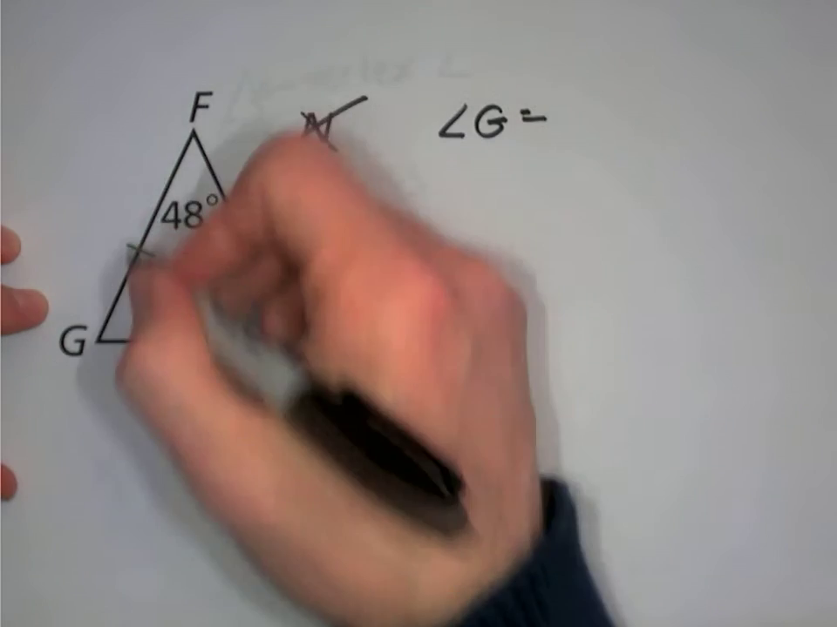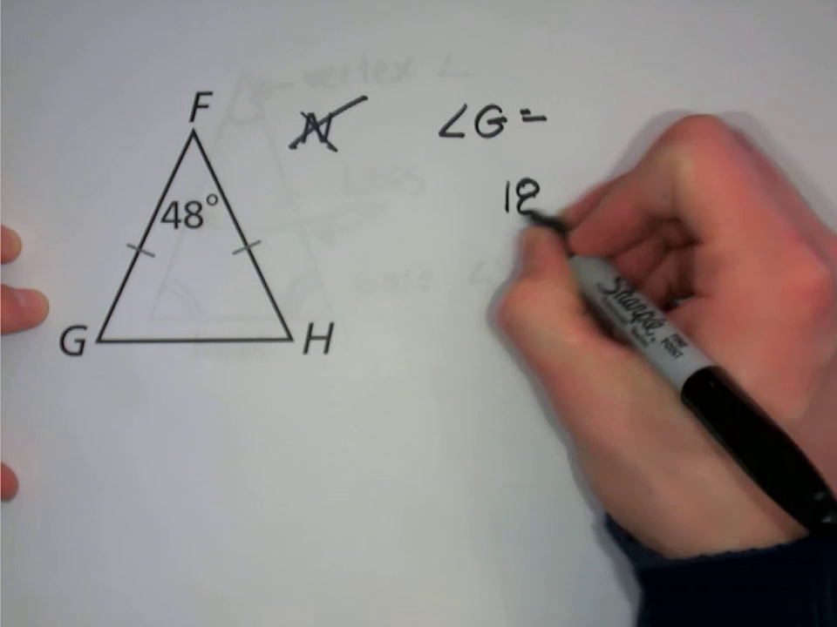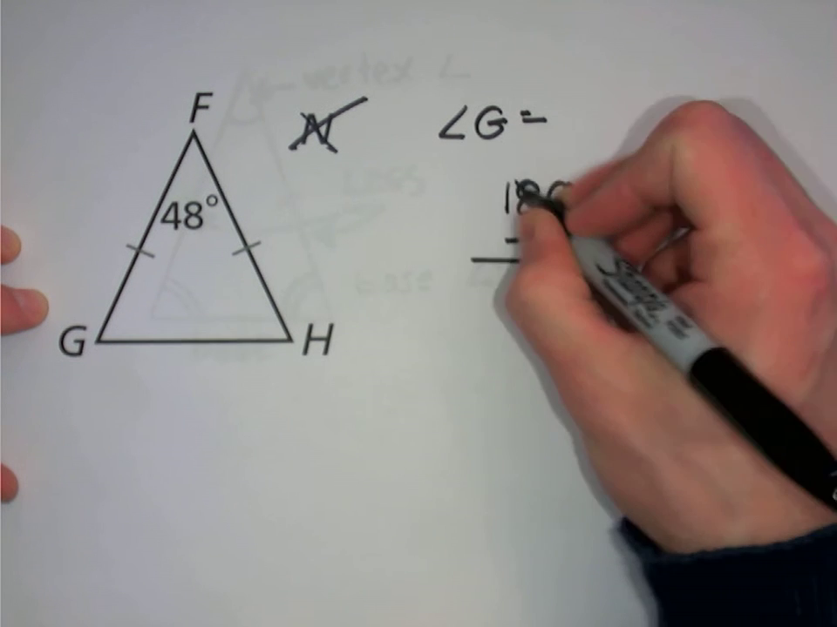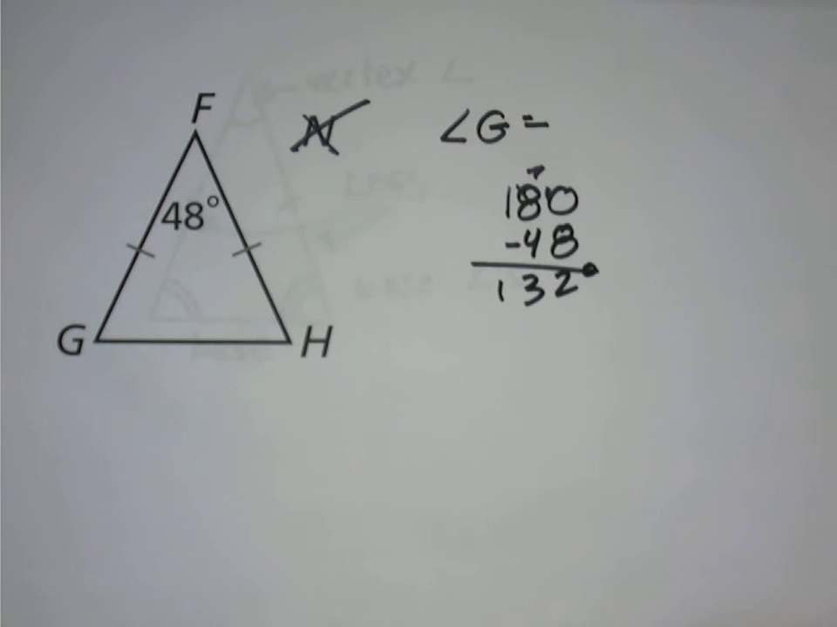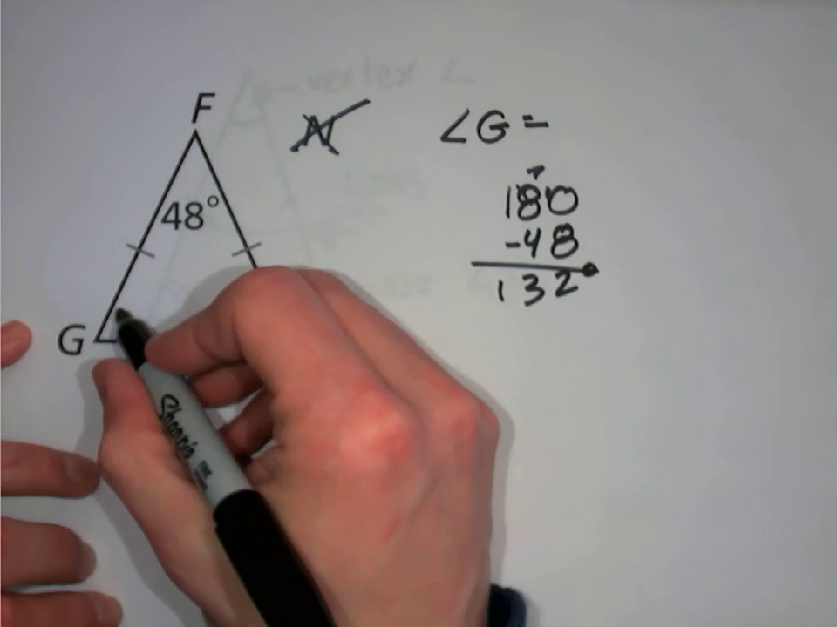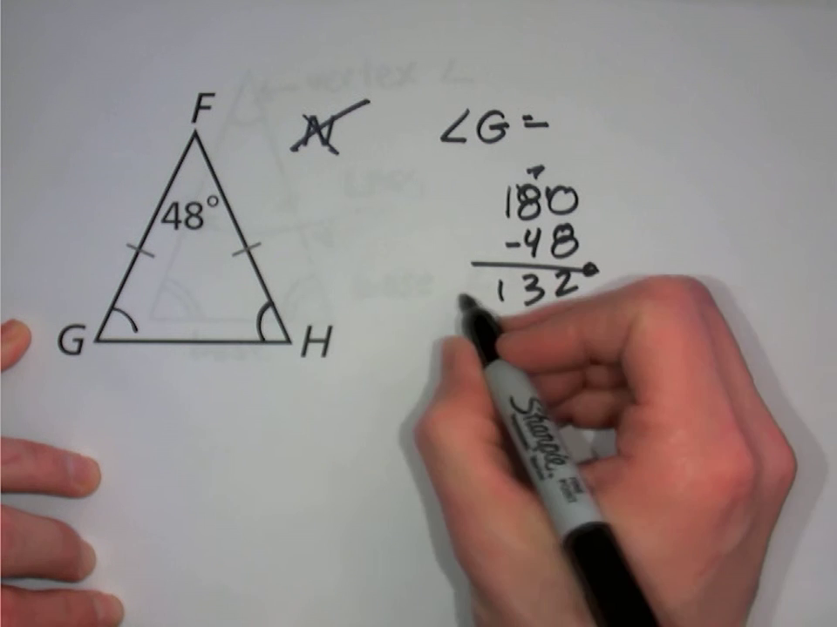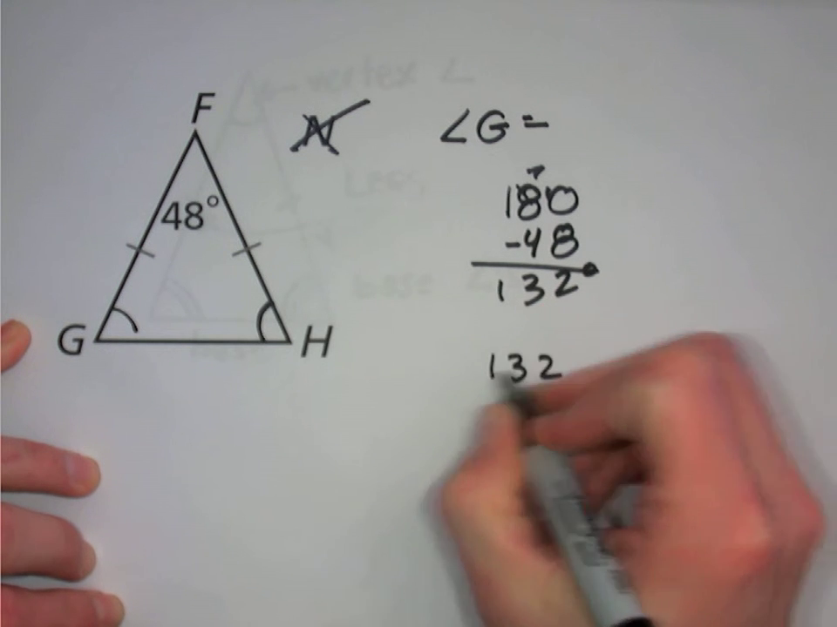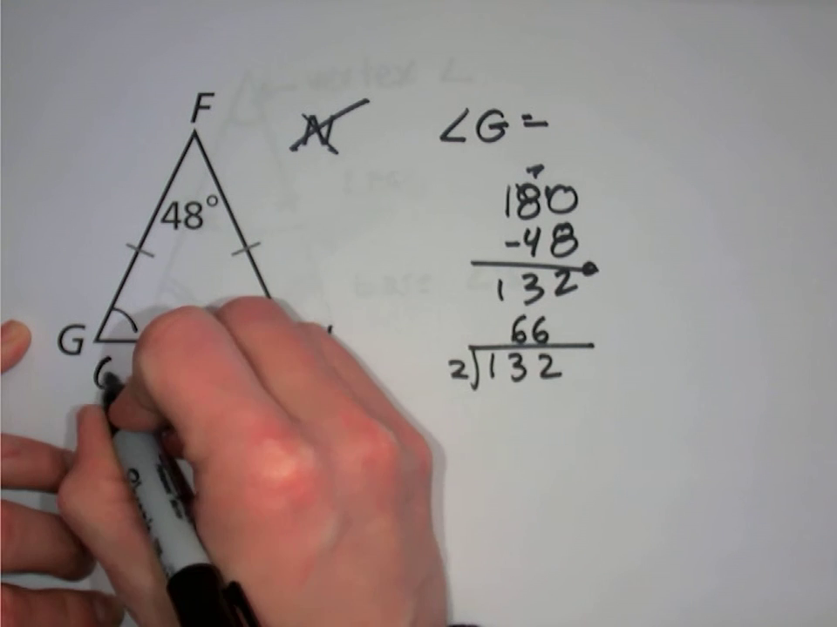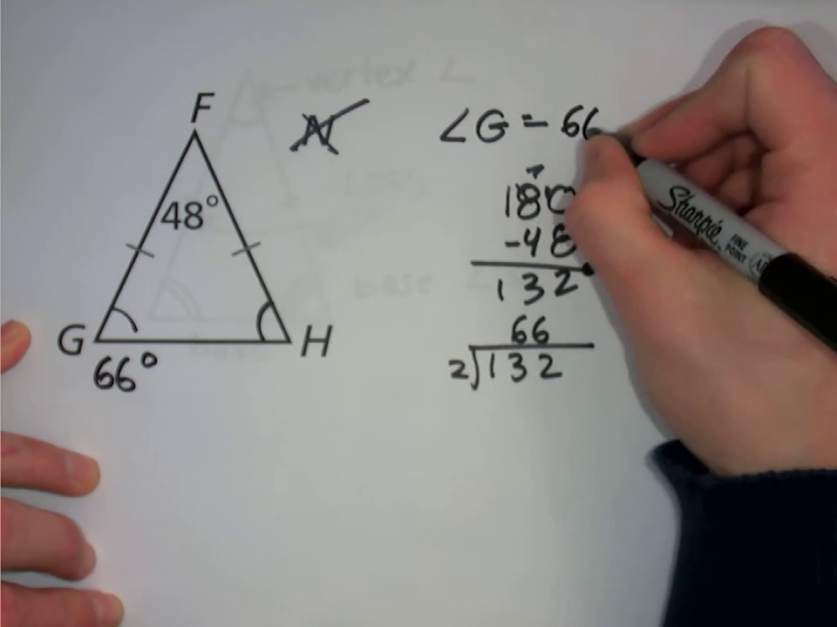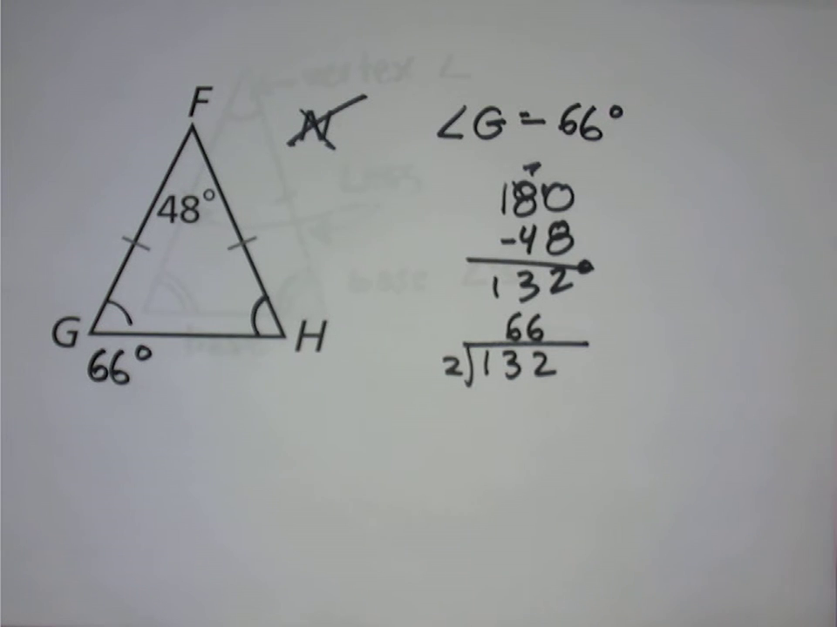Well, we know that all three angles would have to add up to 180, so I'm going to subtract 48 from 180. I get 180 minus 48, and that gives me what? 132 degrees. So that tells us that angles G and H have to add up to 132 degrees. So if I just divide 132 by 2, I get 66 degrees, and that tells me that the measure of angle G is 66 degrees, and of course angle H would also be 66 degrees. So that's the most basic type of problem that we're going to see.